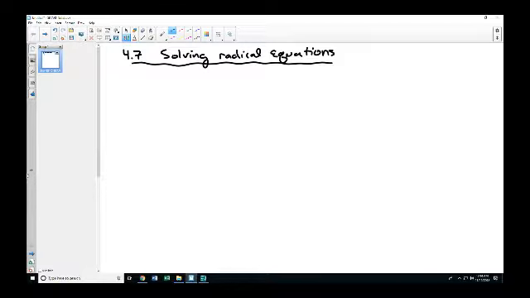The key to these is isolate the radical. So there's your key. I'll show you a situation where, if there are two of them, you have to isolate one and get rid of it, and then isolate the other one and get rid of it. So sometimes you have to do that a couple times. But in general, isolate the radical, and you're going to be good.